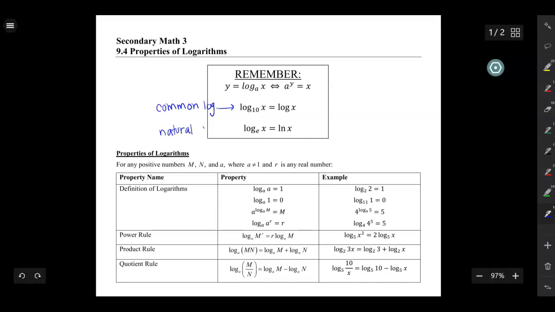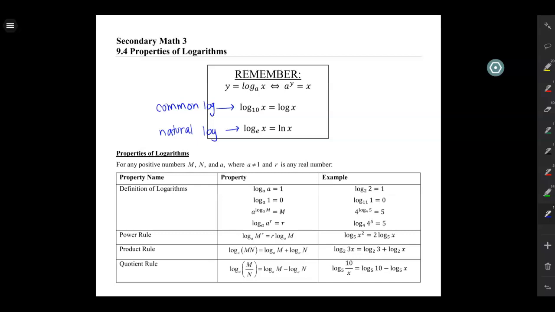And then the other special log base that we have is called the natural log, and it has the base of e. It's called the natural log because it comes up really frequently in nature, okay, and just naturally in the world. And whenever we have log base e, we rewrite it as the ln of x.